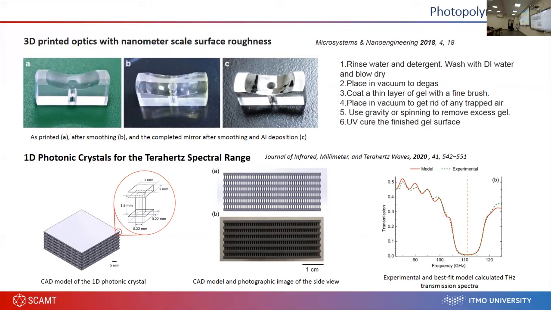So here the main point is that we use the stereolithography method, and the roughness of the surface is around 3 nanometers. It's a really good roughness. I mean, it's a really smooth surface. So how did they reach this result in this paper?